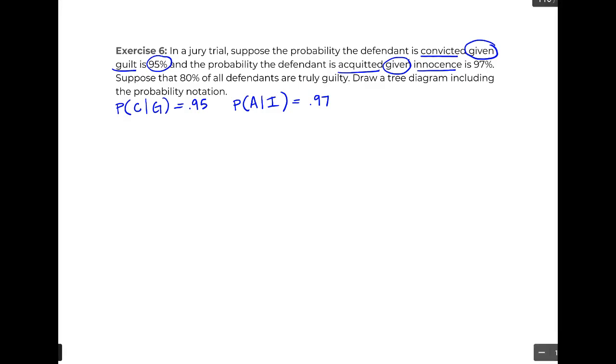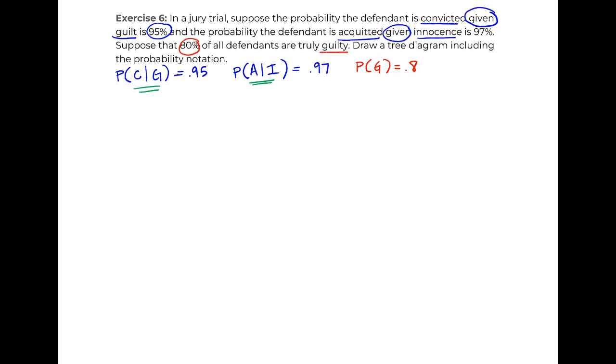And then we've got a final piece here. Suppose that 80% of all defendants are truly guilty. Nothing here about being convicted or acquitted. So the probability of guilt for a defendant is 80%. And then it asks us to draw a tree diagram. So even if it didn't say draw a tree diagram, the fact that we have some givens tells us that a tree would probably help, because that's what our trees are going to work well with.